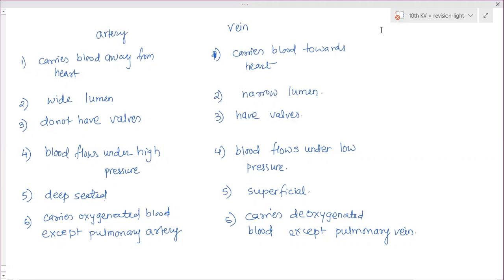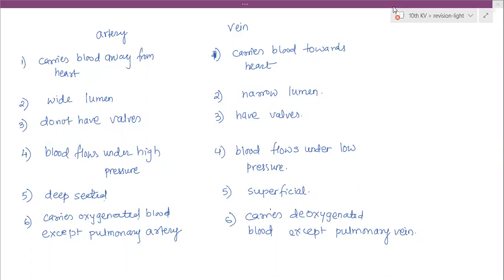Superficial and deep-seated means arteries are always present much inside the skin. They are not present near the skin, and the veins are near the surface. So you can see your veins here, near your toe region, in your feet region, the green colored vessels moving. You can see those veins because they are near the skin. But the arteries are much deeper inside. Only in 1 or 2 places are they near the surface, where we can check the blood pressure.